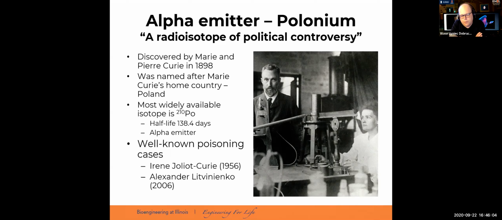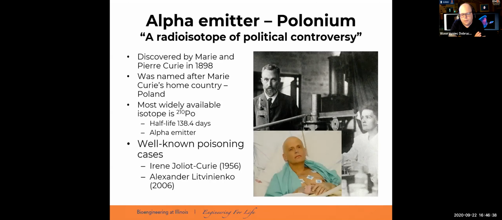One was Irene Joliot-Curie. She was a daughter of Marie Curie, and she was poisoned because of the alpha emission by polonium. But the other one was more of a political controversy. Alexander Litvinenko died in 2006, and he was poisoned by Russian secret agents. He was a dissident residing in Great Britain, in England, and he died of the exposure.